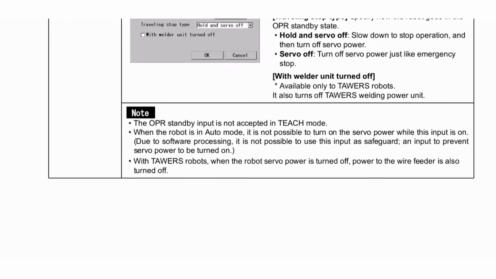Note: the OPR standby input is not accepted in teach mode. When the robot is in auto mode, it is not possible to turn on the servo power while this input is on. Due to software processing, it is not possible to use this input as a safeguard, an input to prevent servo power from being turned on. With Tawers robots, when the robot servo power is turned off, power to the wire feeder is also turned off.